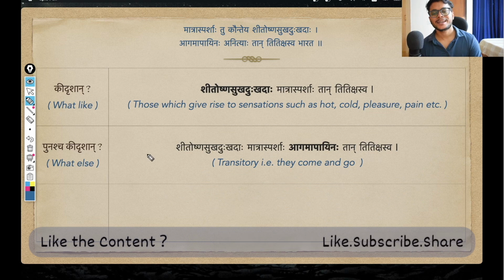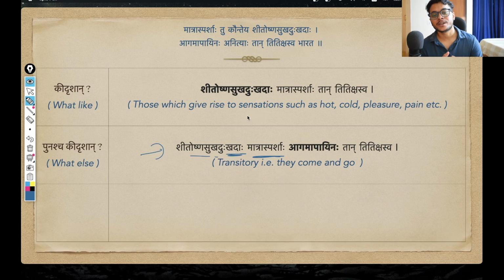So anyways, the entire meaning is that matra sparsha, the contacts between the senses and the sense objects, that shitoshna sukha dukkhadaha, that give rise to different sensations, different feelings, are agama payanaha. They are transitory in nature. They come and they go. Because is there any sensation, any feeling in the world that stays forever? No. We feel something, then it goes away, it dies down.